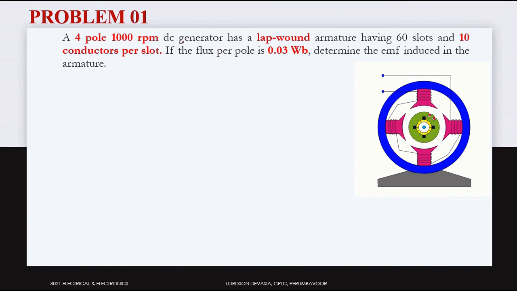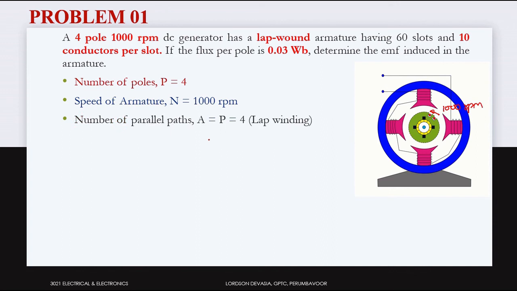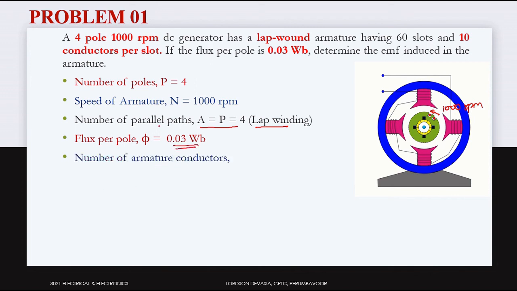A 4-pole 1000 RPM DC generator has a lap wound armature having 60 slots and 10 conductors per slot. If the flux per pole is 0.03 Weber, determine the EMF induced in the armature. Here it is a 4-pole machine. The armature rotates at 1000 RPM. The conductors are arranged in lap winding, so we know A equals P, that is 4. The flux per pole is 0.03 Weber. The number of armature conductors is given in the question: 60 slots and 10 conductors per slot.